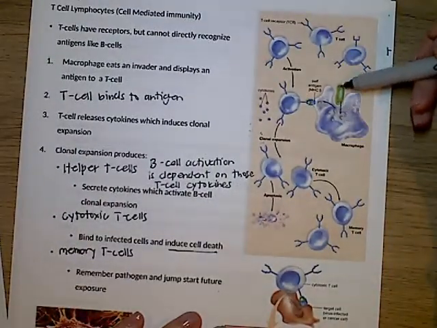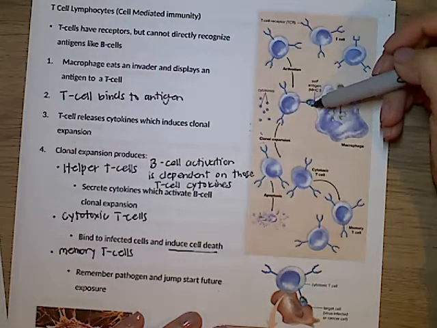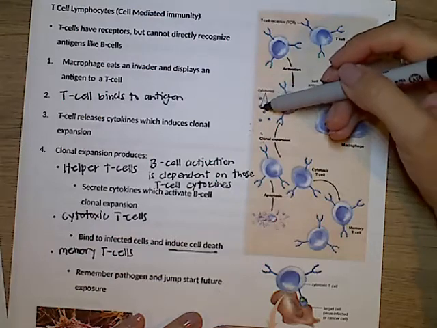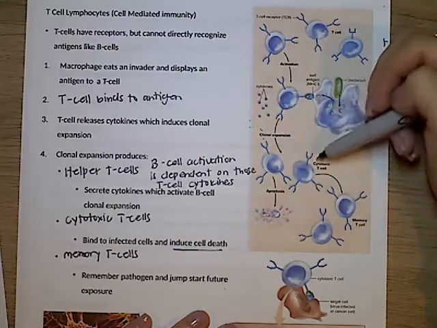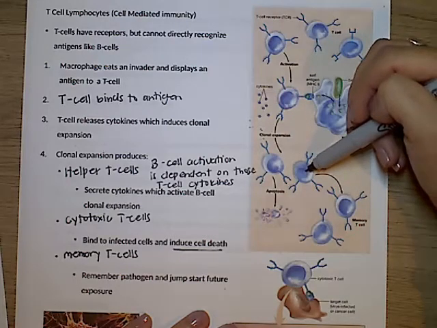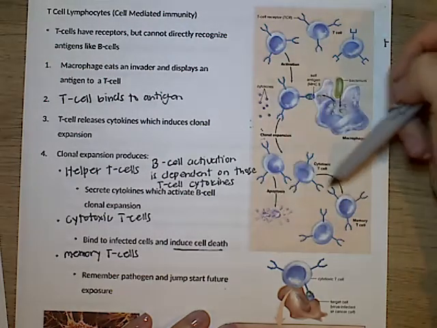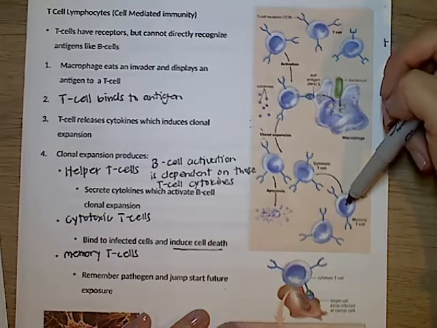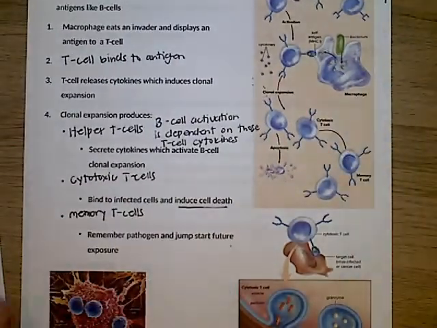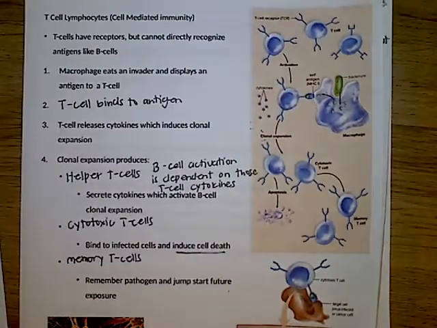So we've got the macrophage. He gobbles up a bacterium. He presents it to Sir helper T cell, who binds with it. This causes it to release cytokines, causes clonal expansion. We get a whole bunch of copies of itself. We get cytotoxic T cells, which can bind to infected cells and induce death. And then you also get memory T cells that hang around and remember the pathogen for future exposure. That was a lot. I know this is a lot. The immune system is a rough one.